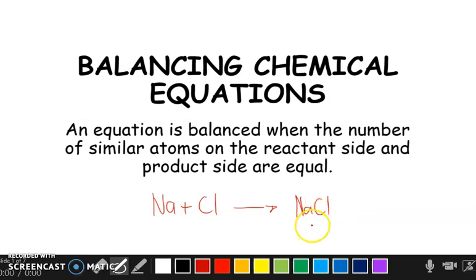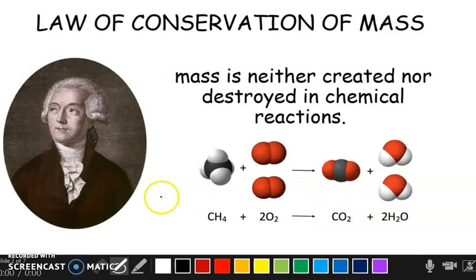If you notice in this equation, the number of sodium on the product is the same as the number of sodium on the reactant. Same with chlorine and chlorine: one chlorine, one chlorine, one sodium, one sodium. So that is a balanced equation, wherein if you count how many chlorine or how many sodium or how many hydrogen or how many carbon, they should be the same. And that concept is based off of the law of conservation of mass.